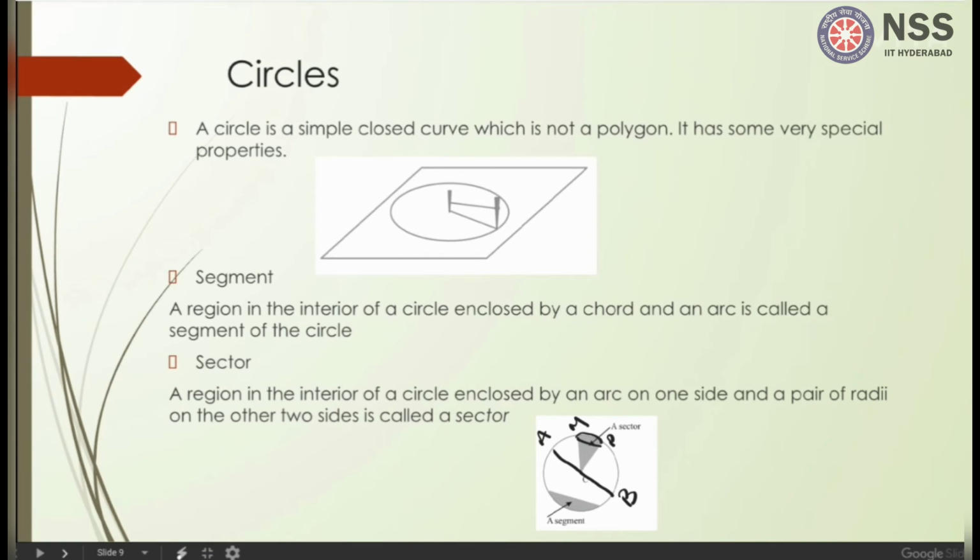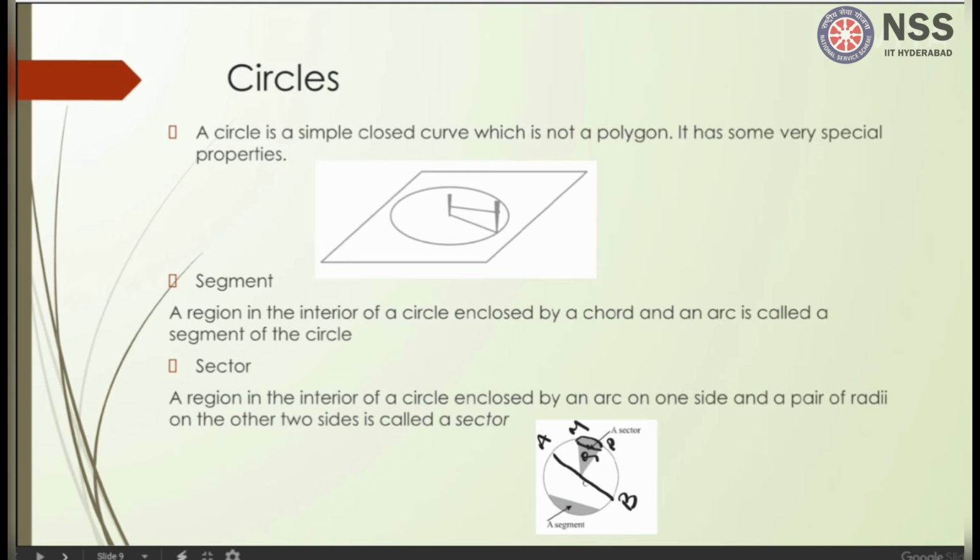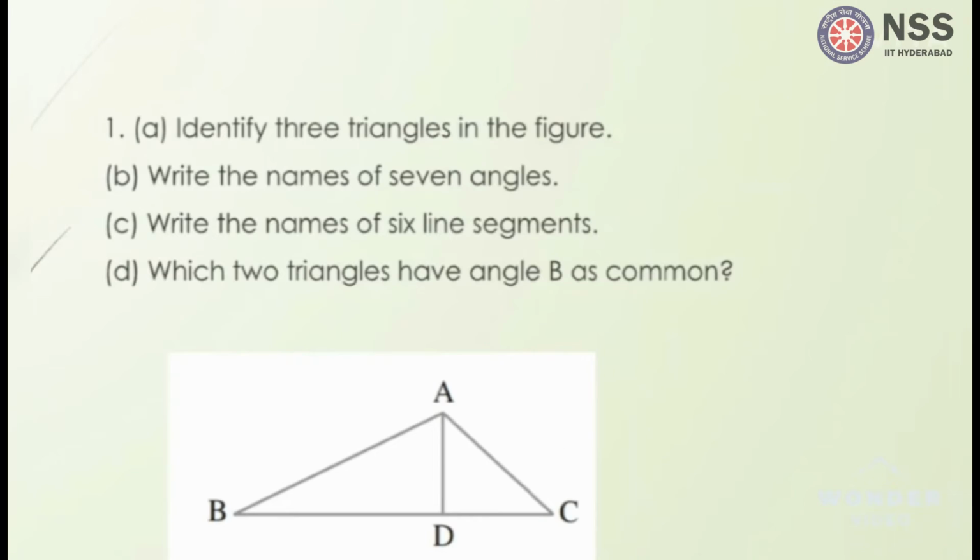A segment, a region in the interior of the circle enclosed by a chord and an arc, is called the segment of the circle. A sector, a region in the interior of the circle enclosed by an arc on one side and a pair of radii on the other two sides, is called the sector. In the given figure, CMP is the sector and PM through Q is known as the segment. The distance around the circle is known as the circumference.